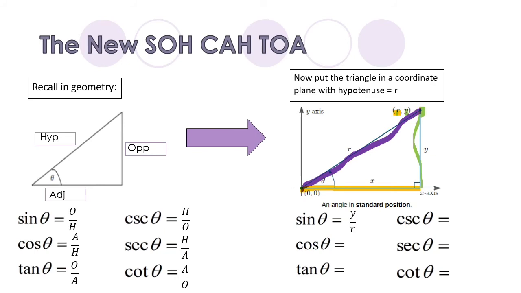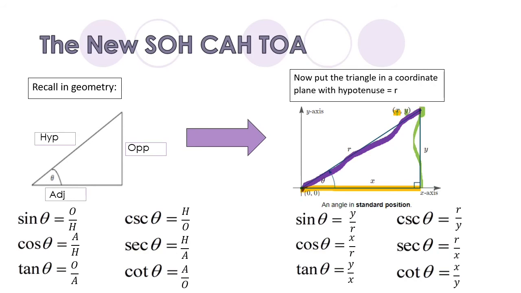So what does that make cosine? Well, if adjacent is x, that makes it x over r. And what does that make tan? Tan is opposite over adjacent, so that's going to become y over x. All right, and then the reciprocal functions, you just get the reciprocal. So you have r over y, r over x, and x over y for the reciprocal functions.